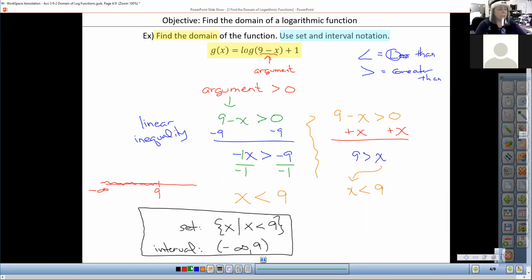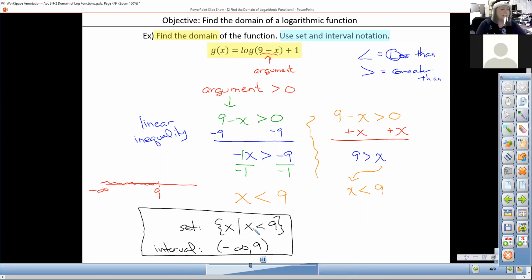Some other things to keep in mind, you can actually test your algebra to make sure that in general it makes sense. Like if you decide your x values must be less than 9, then if you plug in 9, you should get 0 for your argument, which I do. 9 minus 9 is 0. And if you plug in a number less than 9, like 8, then you should get a positive number. And 9 minus 8 is positive 1. So it just kind of quickly verifies that my domain is making sense according to this definition, that the argument has to be greater than 0.